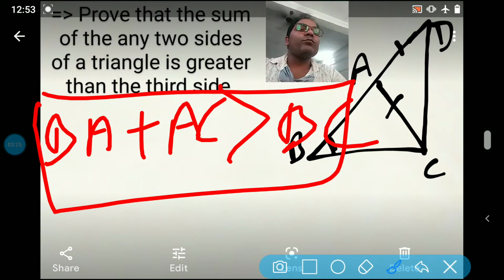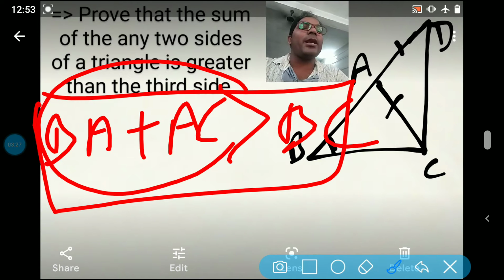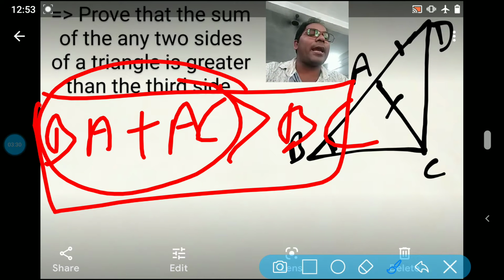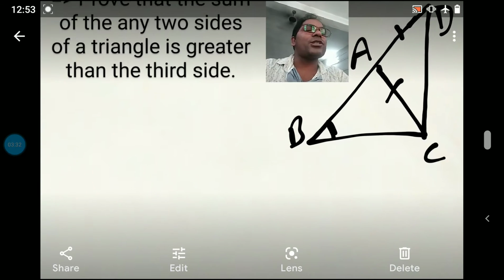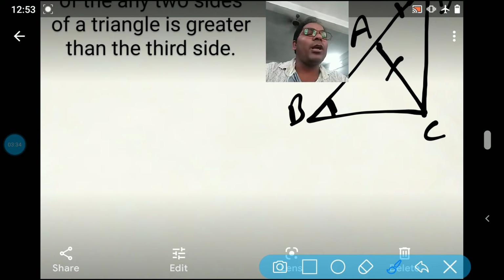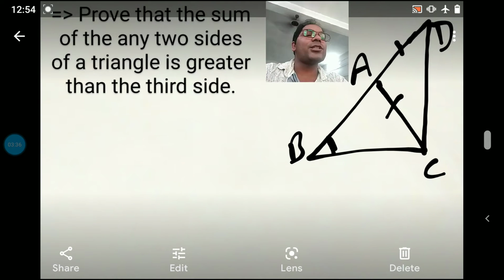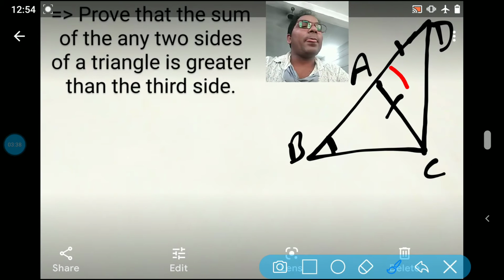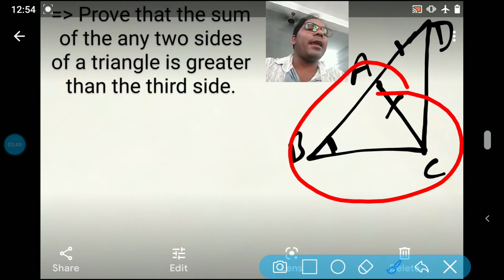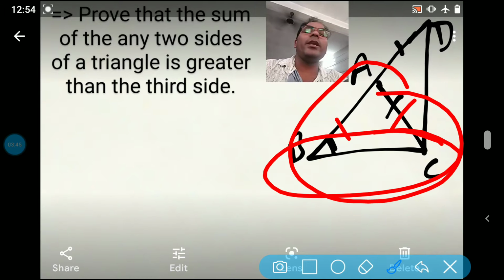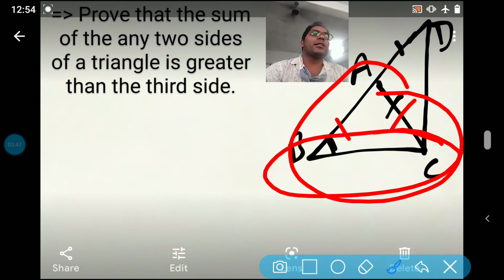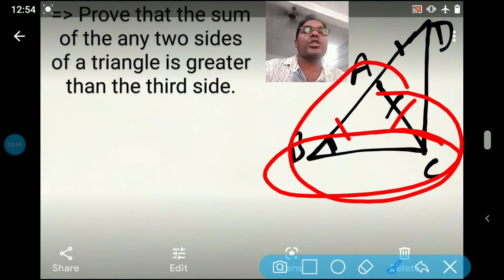Now here you can see the sum of two sides BA plus AC of this triangle ABC. In triangle ABC, AB plus AC is greater than BC, and this we needed to prove. So this is the theorem. You watch this video, and I will also send this in a PDF so you can get the solution, but you must watch the video.